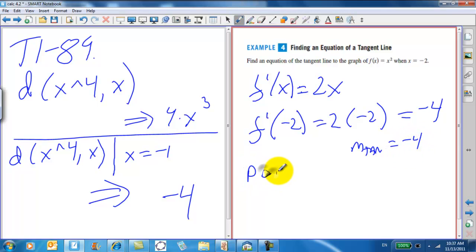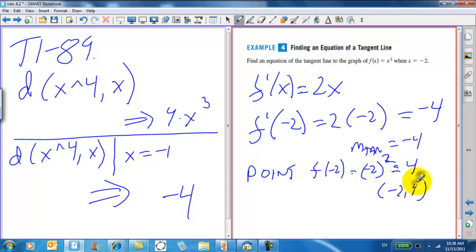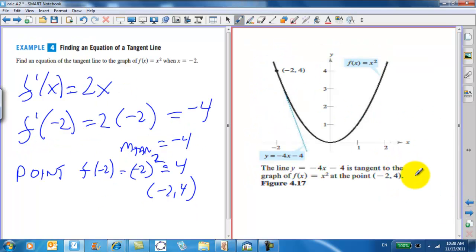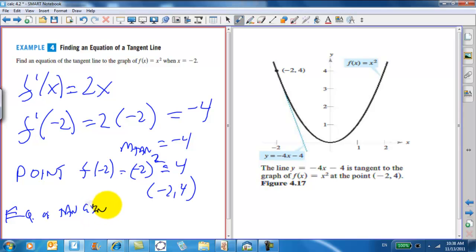We need a point on the tangent line. Well, that's when you look at f of negative 2, which is negative 2 squared, which is 4. So you have the point negative 2 comma 4, and the slope of the tangent line that goes through that is negative 4. Let's look at some of these ideas. Here's the point negative 2, 4, and here's the slope of the tangent line, negative 4. So to actually get the equation of the tangent line, we can use point slope.